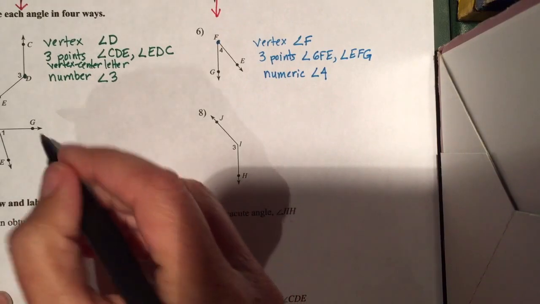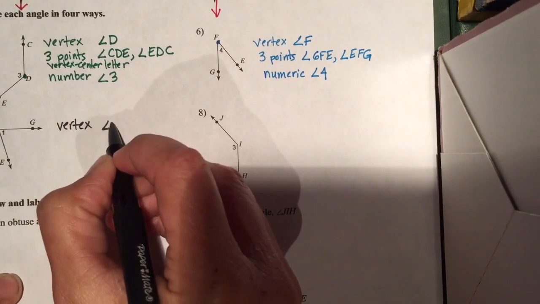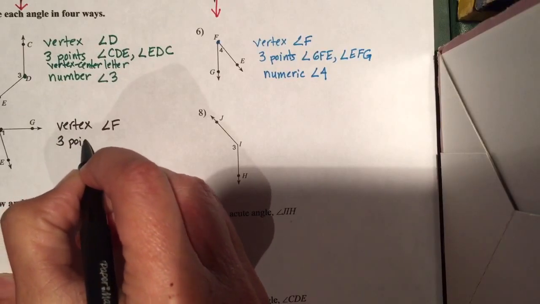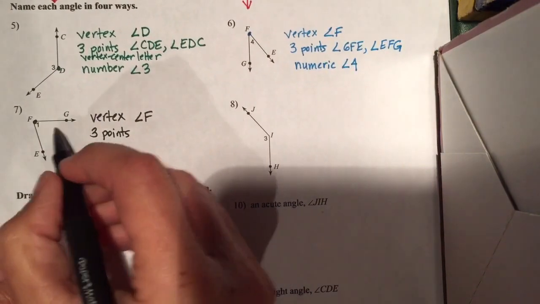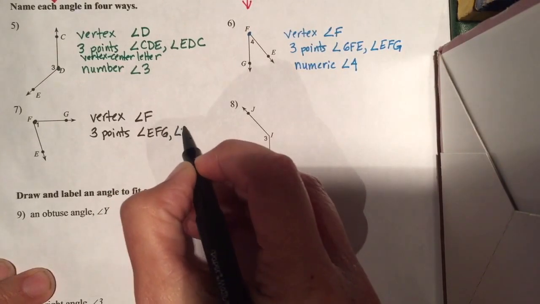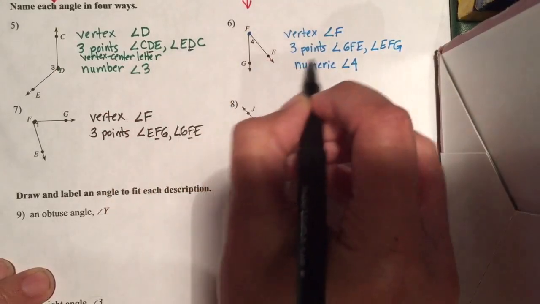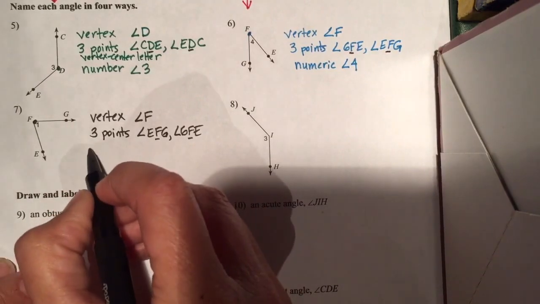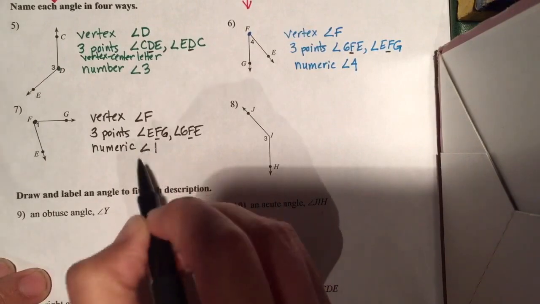Let's look at number 7. The vertex name is angle F, because that's our vertex again. The 3 points name is the one where the vertex is in the center. I'm going to keep repeating that so you hear it over and over again. It could be angle EFG or angle GFE. Again, your vertex is in the center. You're going to have nightmares about that. The next way to name it is your numeric name using the number, and this would be angle 1.